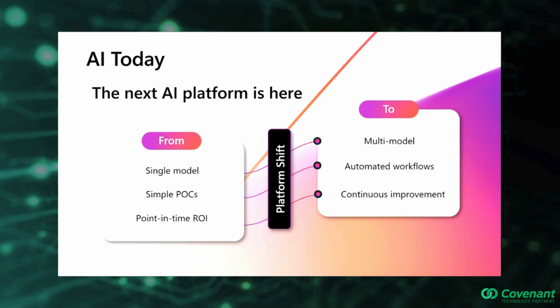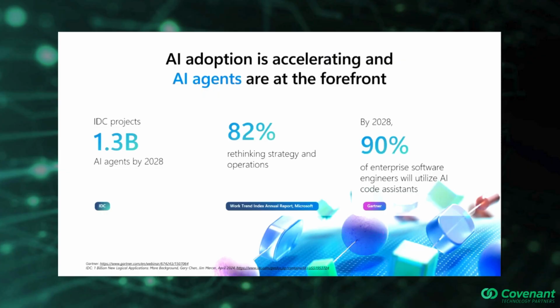We've seen this platform shift from that single model to multi-model, building out simple POCs to now those more automated workflows. So clearly, we've entered into a world of agentic AI where everyone from business decision makers to developers are really rethinking how they can drive that business value with AI.